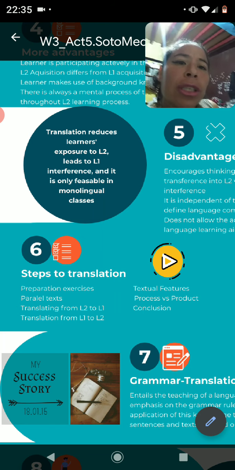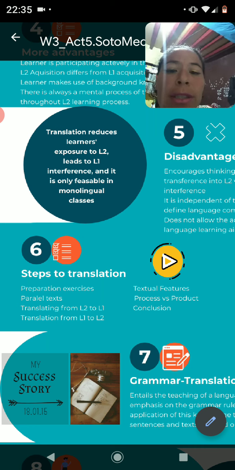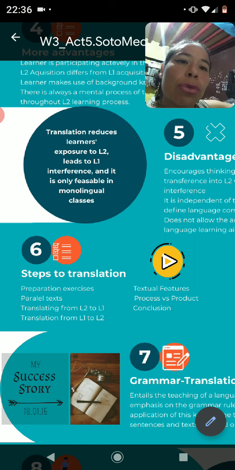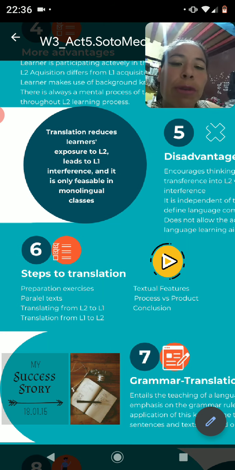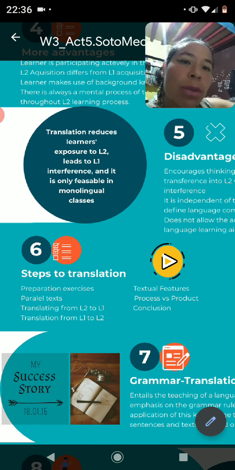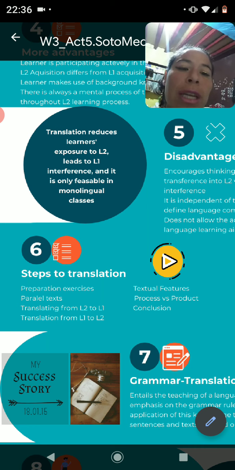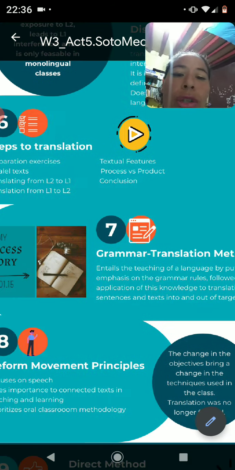Some strategies that we can use in order to use translation as a teaching tool are preparation exercises, parallel text. First, we translate from the target language to the source language because it's easier. And then we transfer from the first language to the second language because we need a bit of information about the second language and it's a bit harder. Then we check on textual features, and finally we check from process to product, and we work on the conclusions.